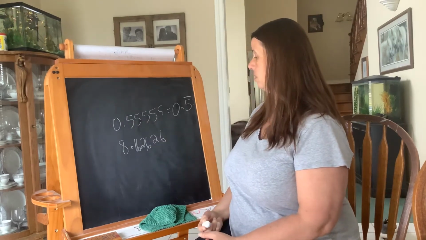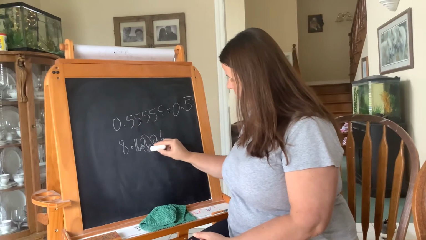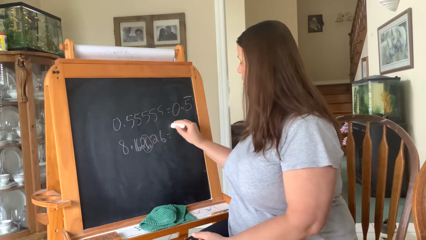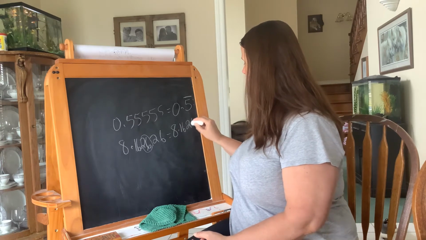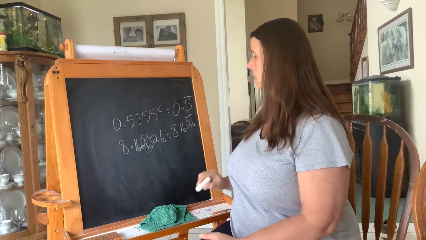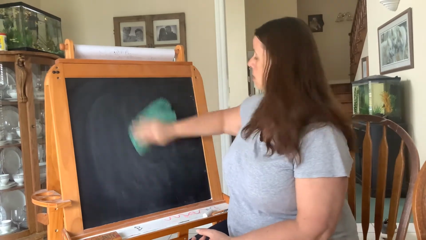8.162626. Okay, well, this is the part that repeats, the 26. So to write it in bar notation, we'd have 8.1626 with the bar over 26. Okay, pause the video, go finish number 3.